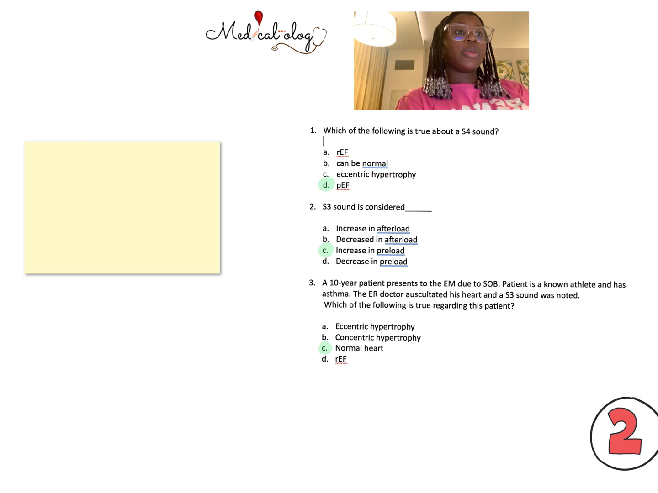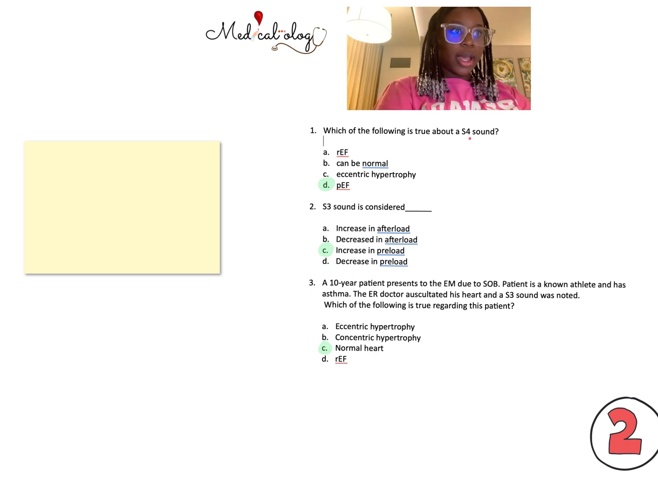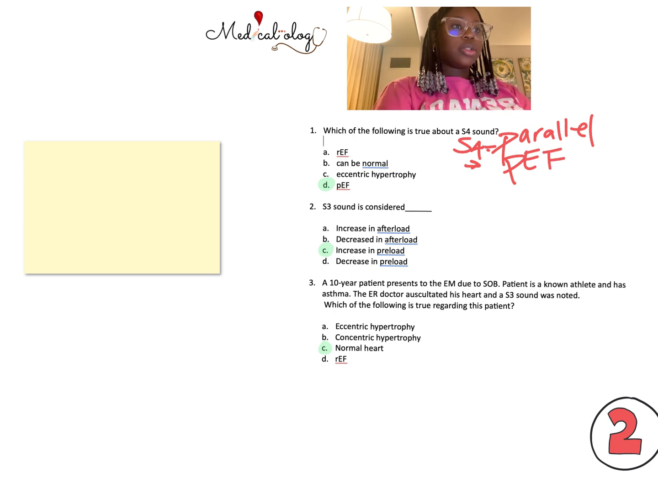So question 1, which of the following is true about an S4? Let's go back to our mnemonic. S4. We flip it, parallel, and also what? Preserved ejection fraction. So that is why 1 is D.